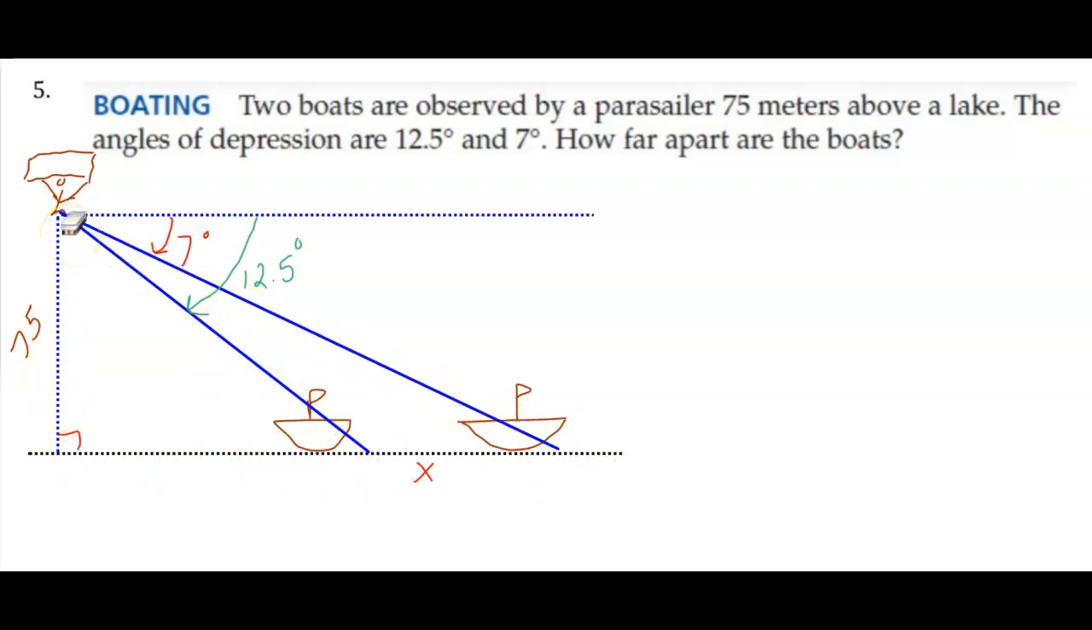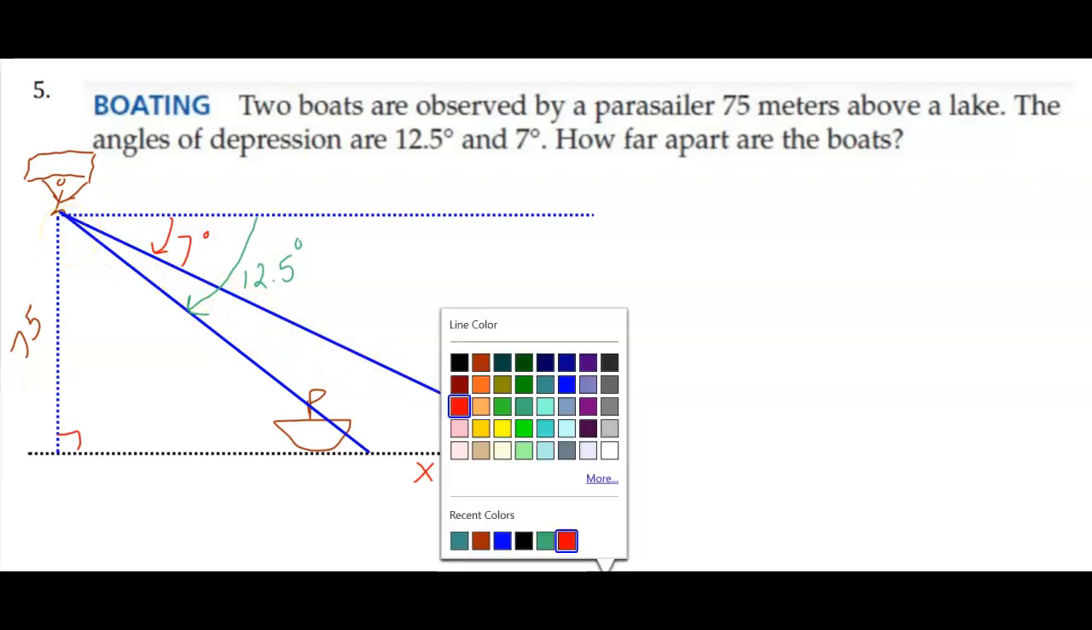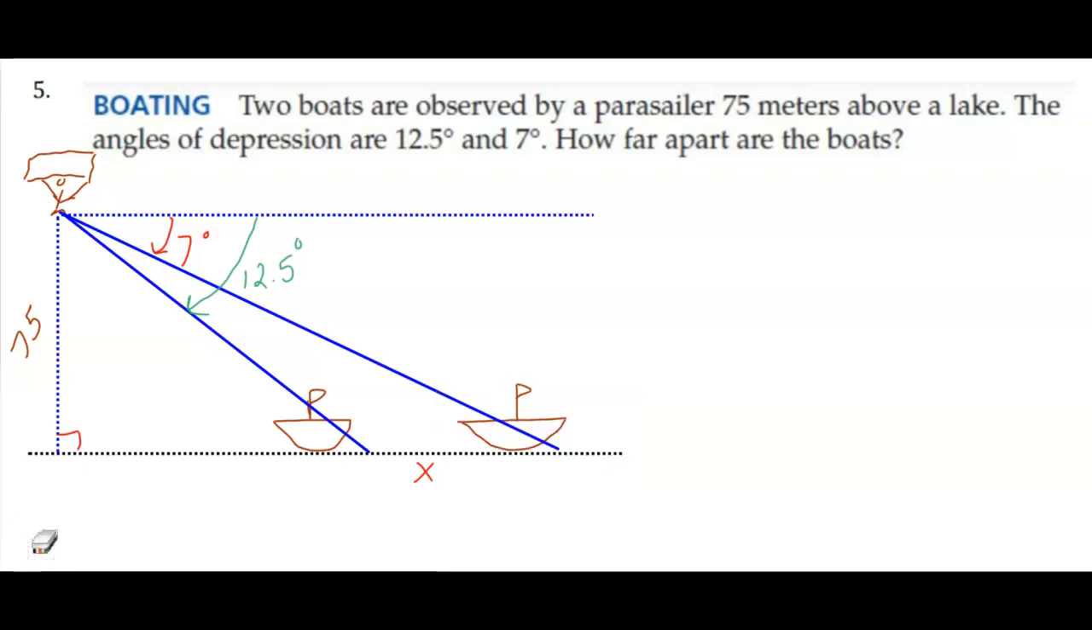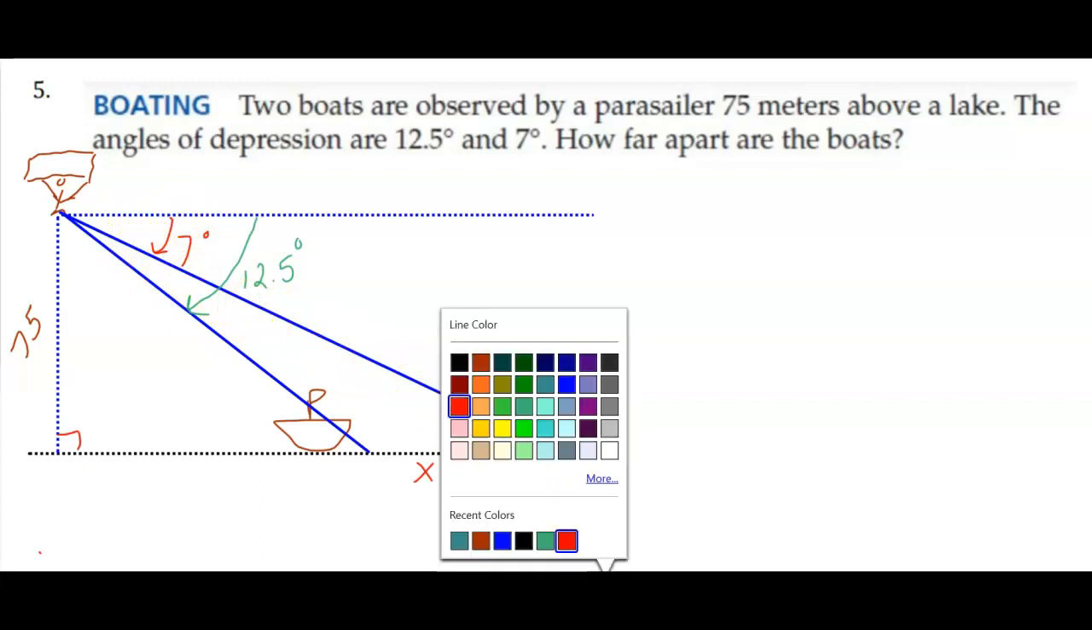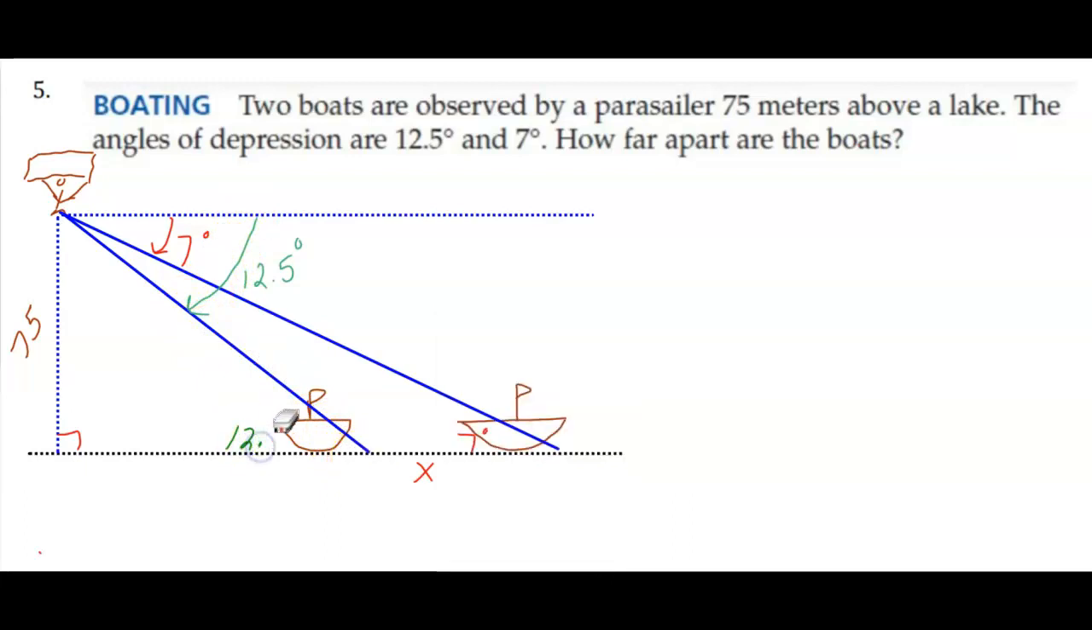Okay, so we can go ahead and switch our angles. We know that they're angles of depression. We're going to go ahead and make them angles of elevation from the boat's perspective so that we can have everything down here in these triangles. So if this right here is 7 degrees, that's going to this boat. That means that this here is also 7 degrees. And if from here down, when he goes to look at this boat, is 12.5, that means that this is also 12.5.